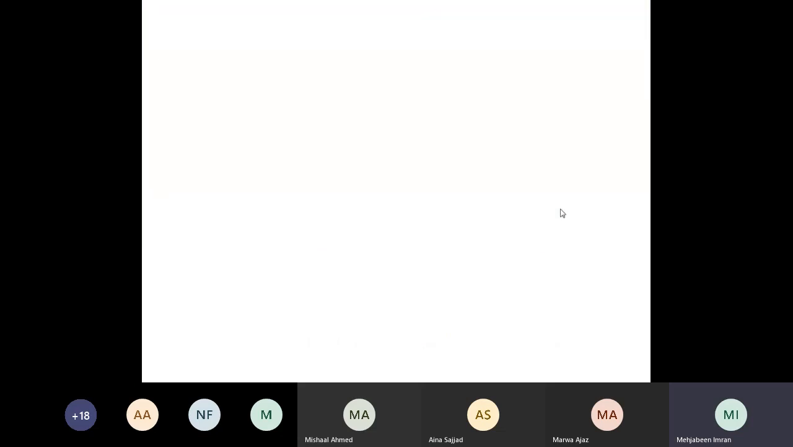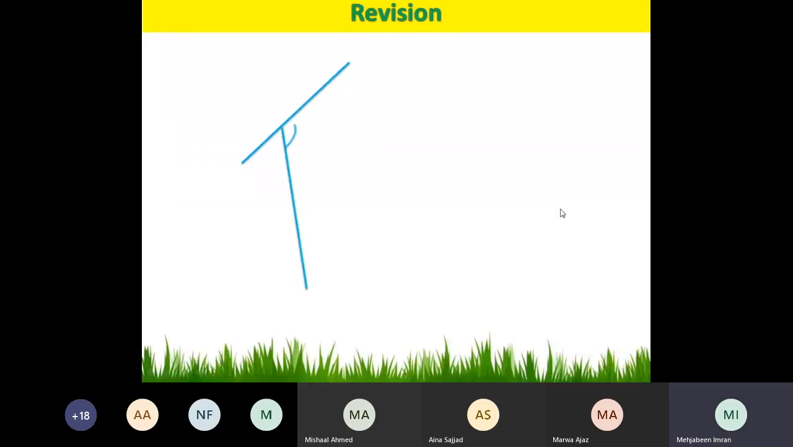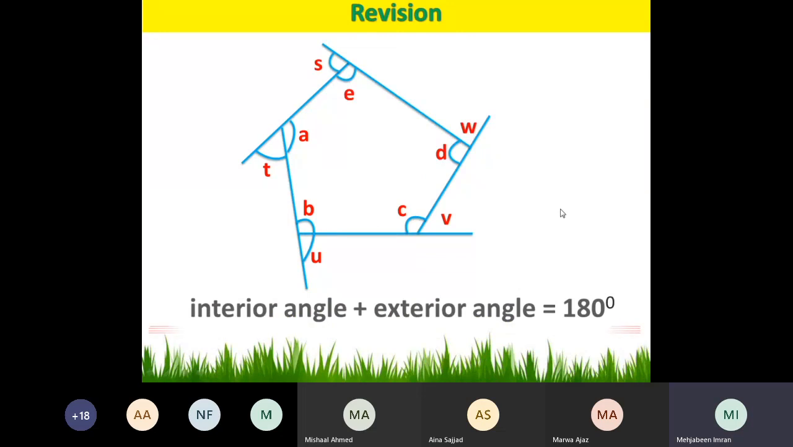Now this was the working I shared with you. This is to explain to you the concept of exterior and interior angles together. Each interior angle of any shape, this is a pentagon, has a corresponding exterior angle. Like A is an interior angle and its corresponding exterior angle is T. In the same way, all the angles A, B, C, D, E have their corresponding exterior angles, and all the interior plus exterior angles add up to 180 degrees because they lie on a straight line.